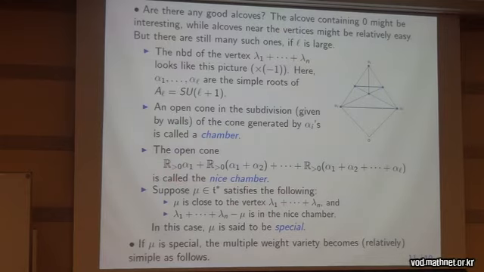In this case of type A3, the nice chamber corresponds to the cone of this region, alpha 1 plus alpha 2, alpha 1 plus alpha 2 plus alpha 3, and consider the cone of this region. This is a nice chamber. And suppose to consider our multiplicity varieties, I assume that mu satisfies the following 2 conditions.